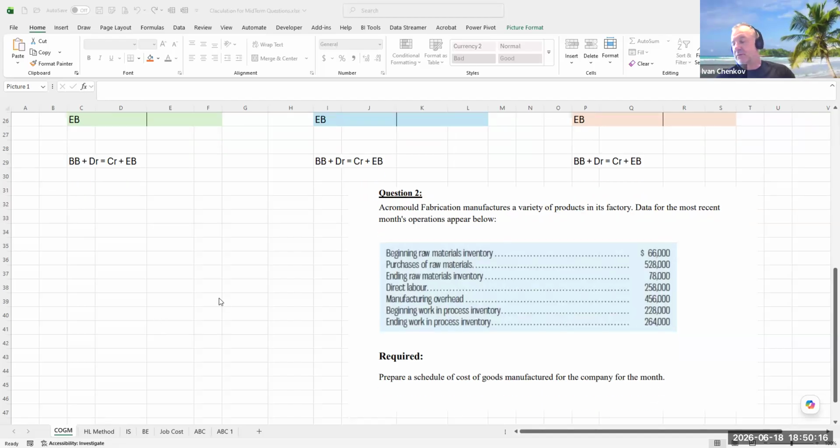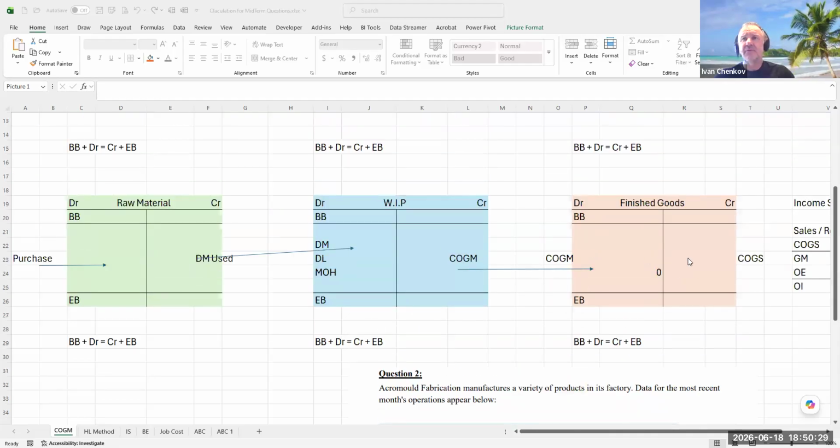From chapter 2, you're definitely going to see a preparation of a schedule of cost of goods manufactured. That is important so you can understand where the cost of goods sold is coming from in a manufacturing company.